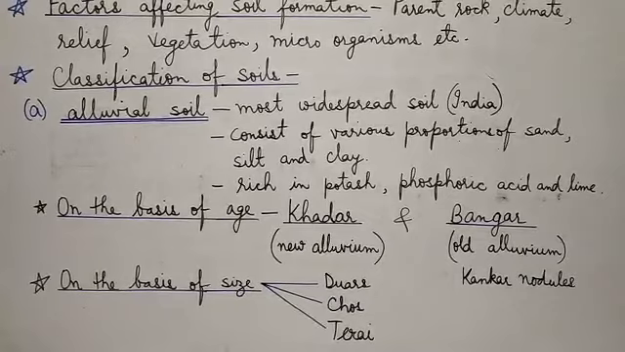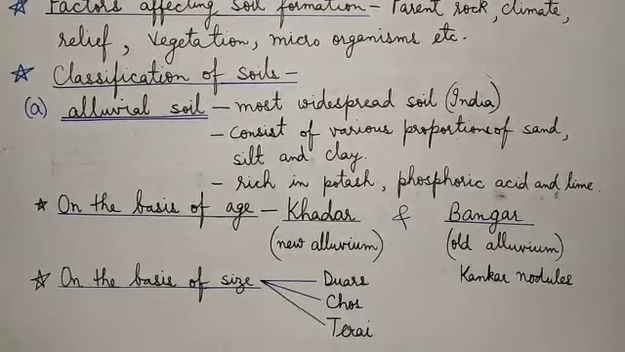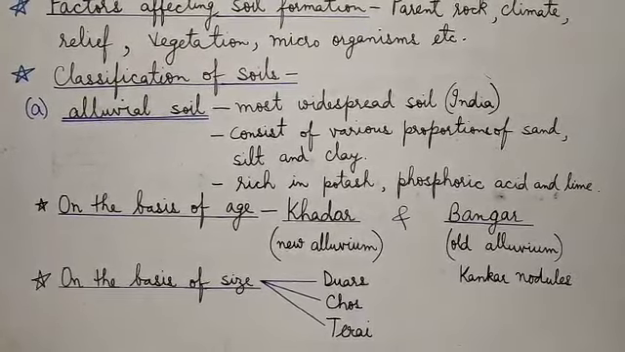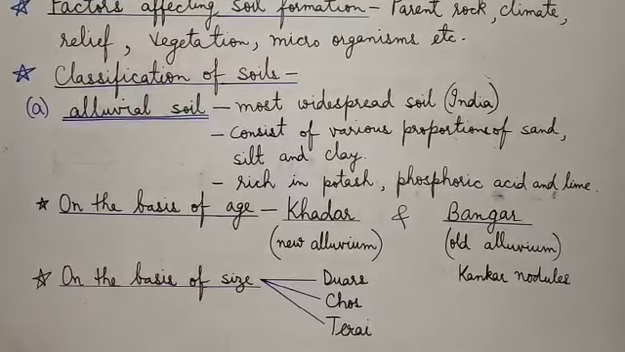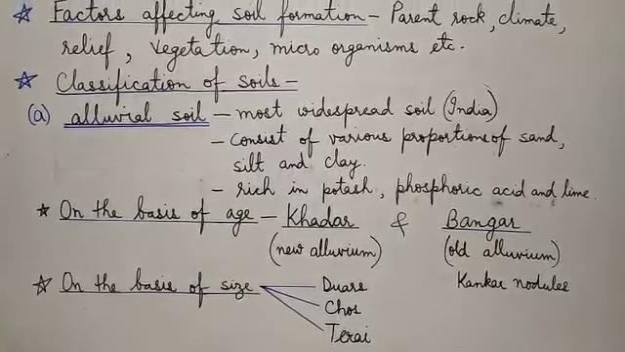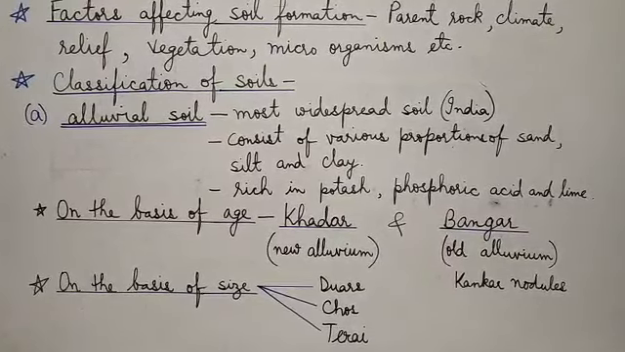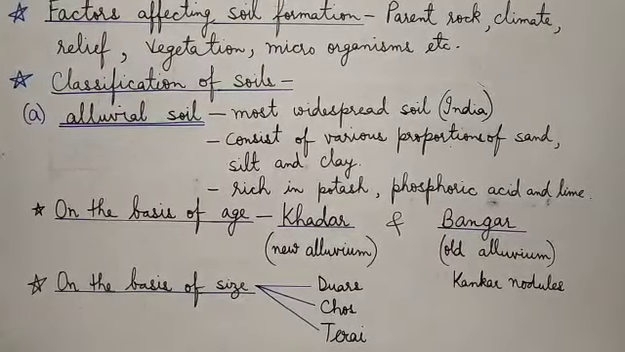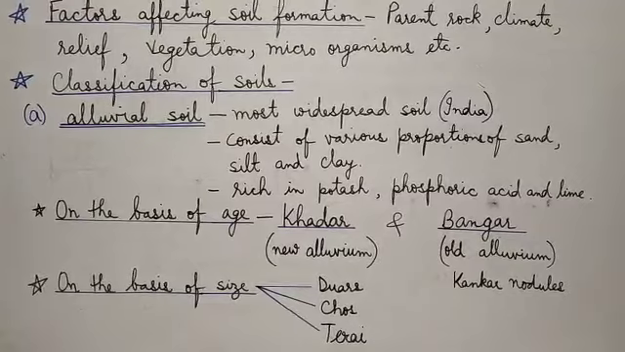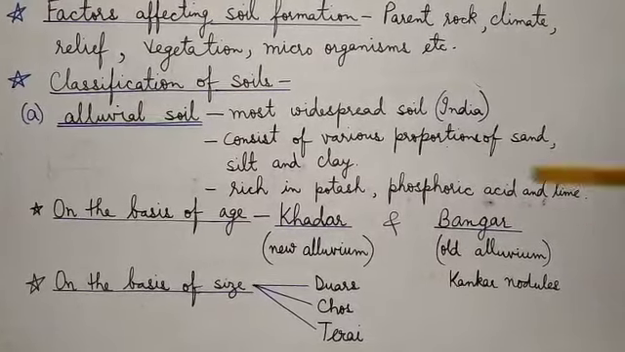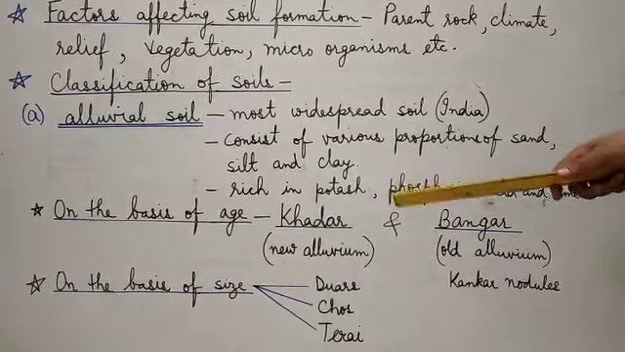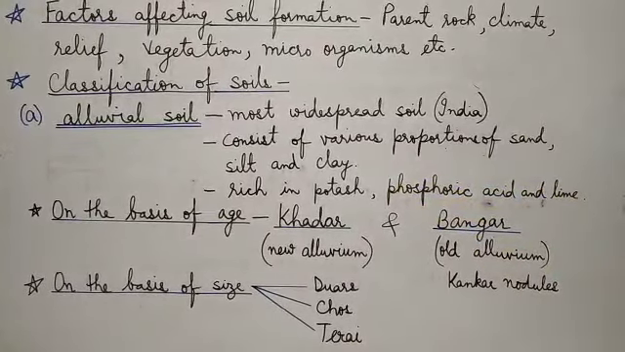Chos, foothills of Sivalik in Punjab and Himachal Pradesh, that is Chos. And Tarai, the belt of marshy land at the foothills of Himalaya in North India, that is the Tarai soil. So these are the divisions of the alluvial soil on the basis of age, Khadar and Bangar, on the basis of size, Duars, Chos and Tarai.